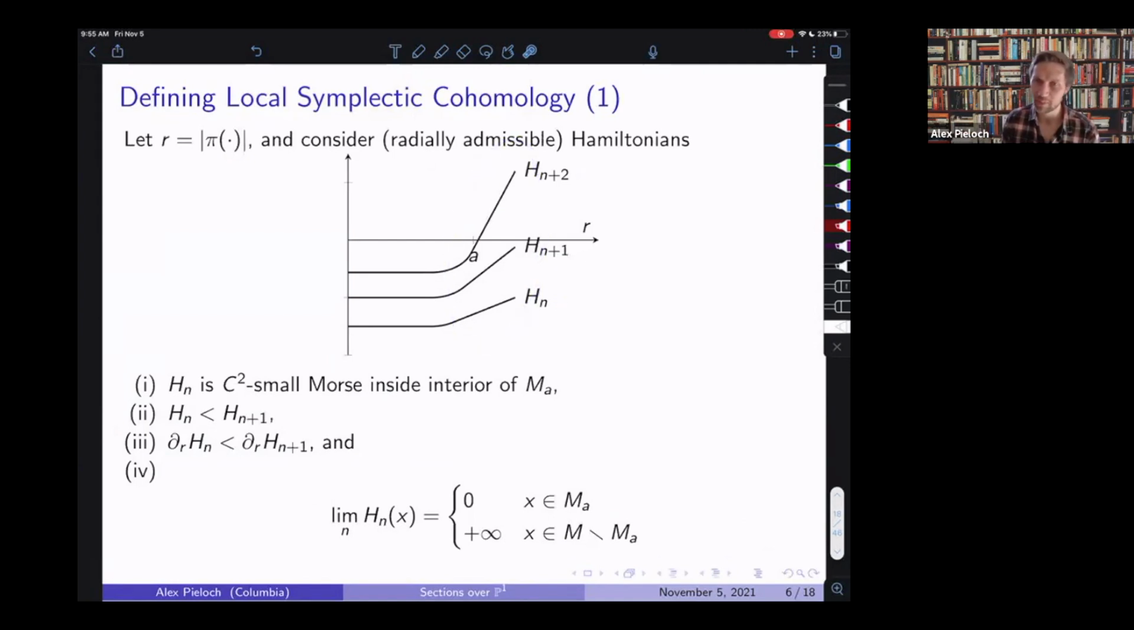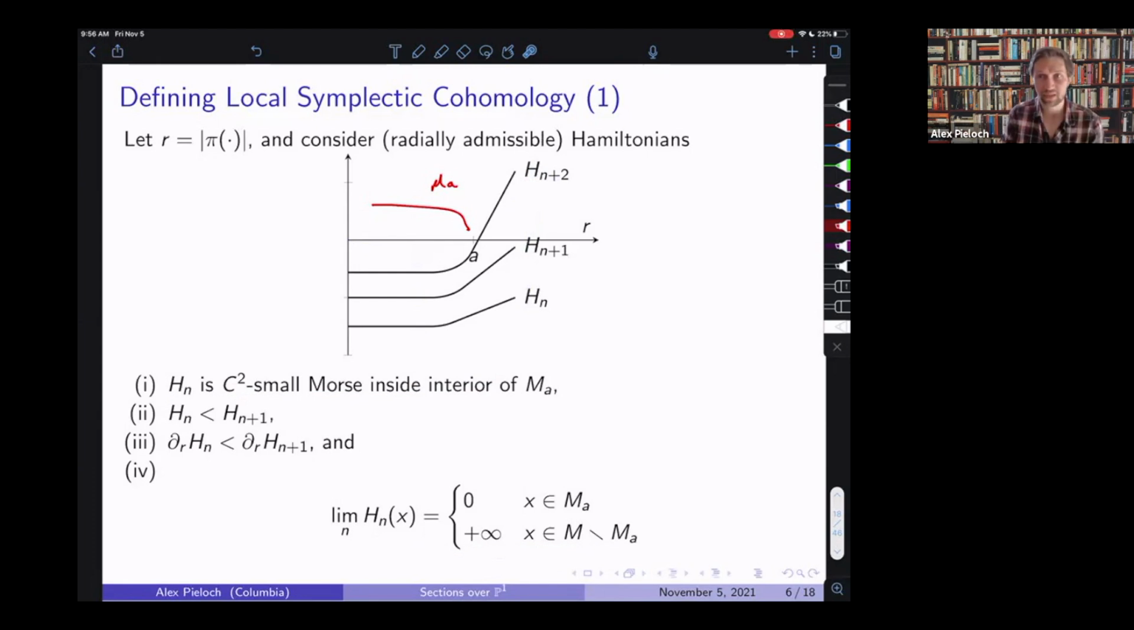This is so we have some type of convexity. And inside our compact subset, M sub A, we assume that these Hamiltonians are C2 small Morse functions. And now the real key property that we care about is the following number 4. So if we have points that are inside our compact subset, so inside M sub A, we assume that the value of our Hamiltonian converges to 0. And if we're outside of our compact subset, then the value of our Hamiltonian explodes off to infinity.